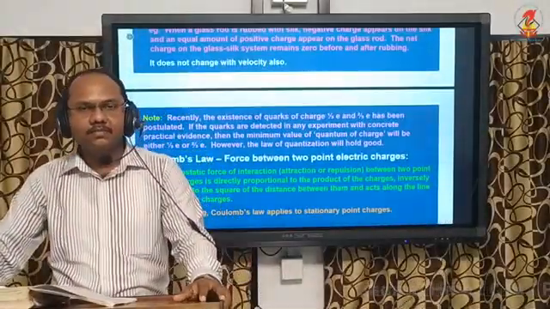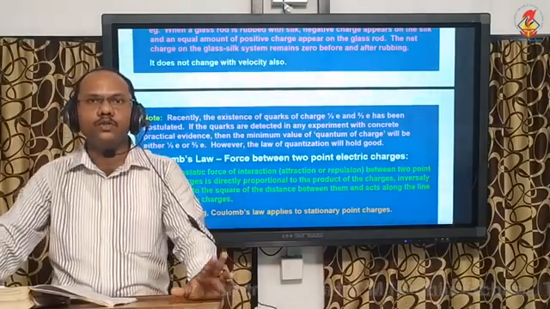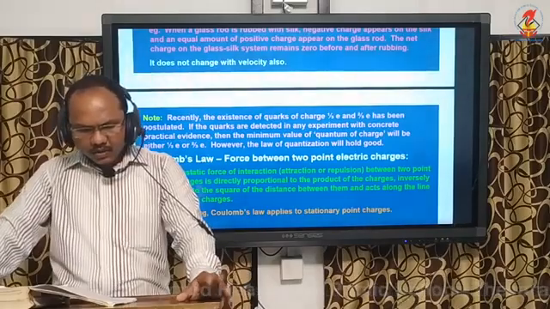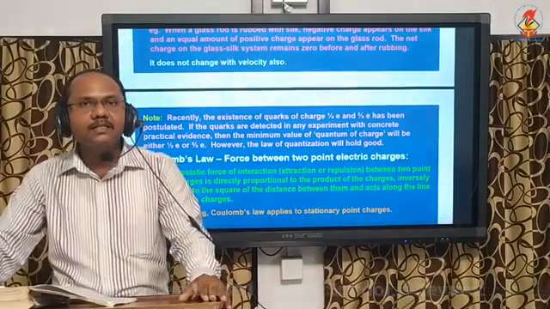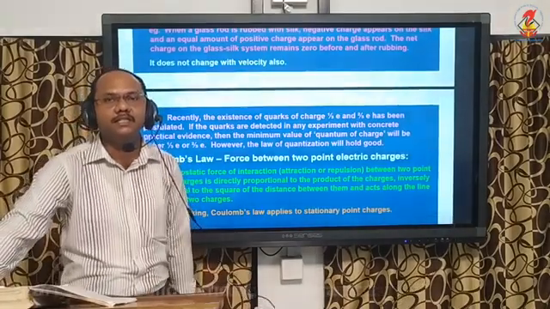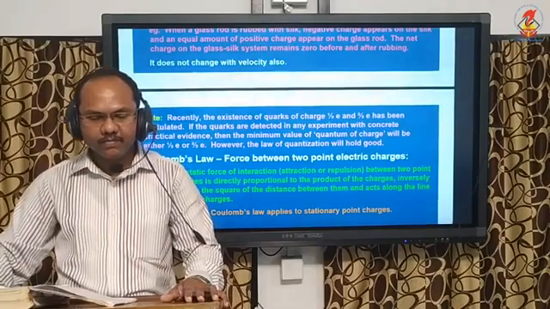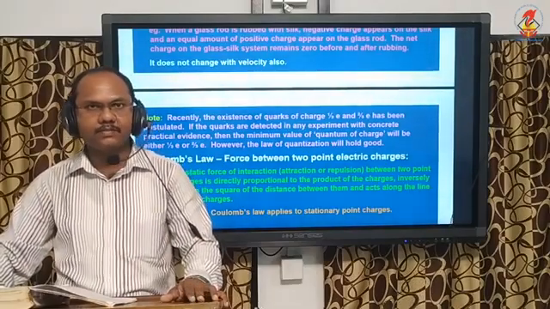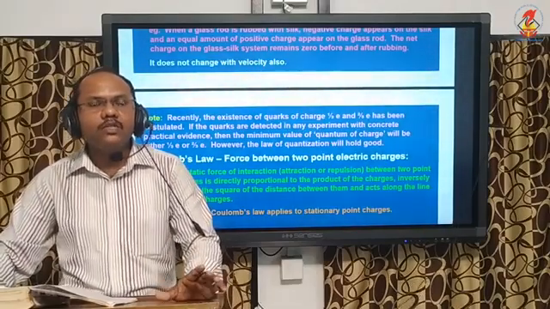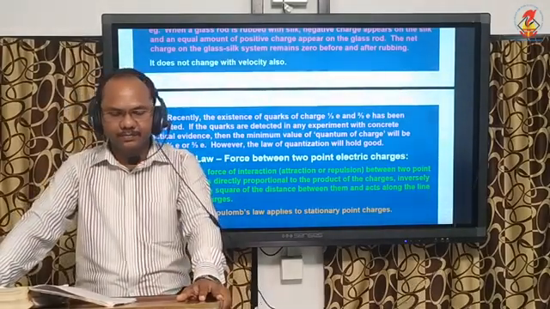In today's class we are going to discuss Coulomb's law. Coulomb's law is the law that governs the force of attraction or repulsion between two charges. Coulomb's law can only be applied if charges are at rest.